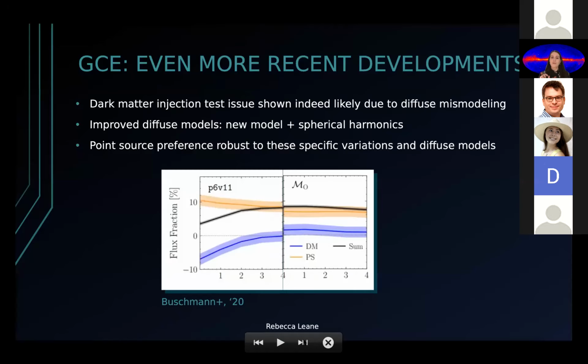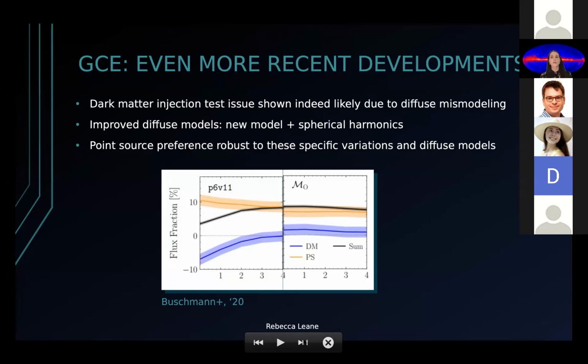Of course, there are more twists to the story. Just a few months ago, together with Tracy Slatcher, and then there was a different group as well, that were just trying to follow up to understand exactly what was happening. This group, in the paper by Bushman et al., showed that the dark matter injection test issue that I was just discussing earlier was indeed likely due to diffuse modeling.